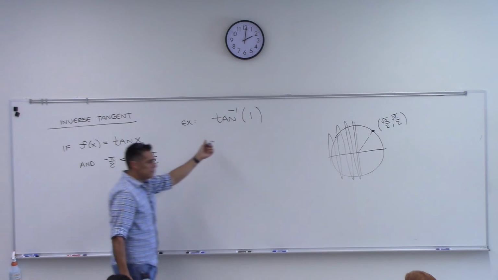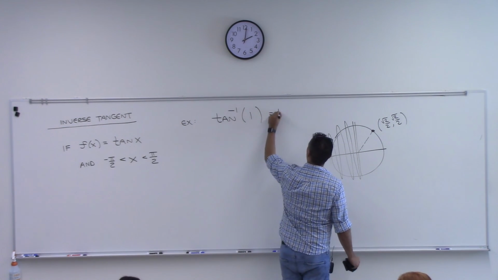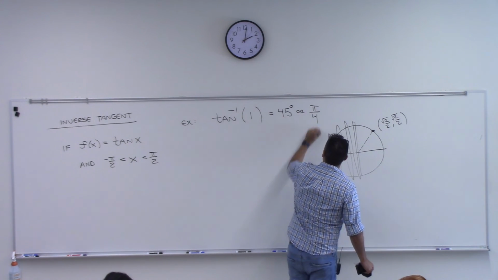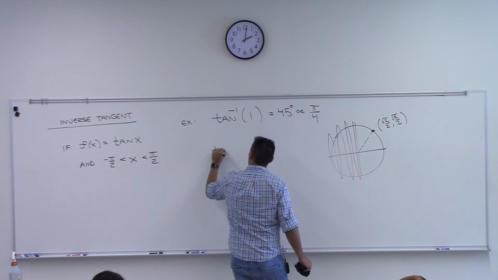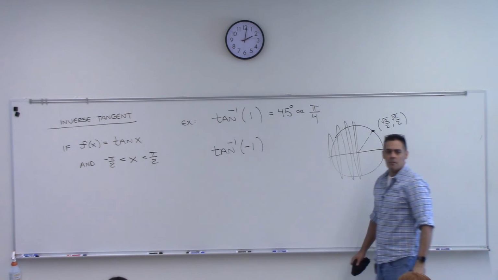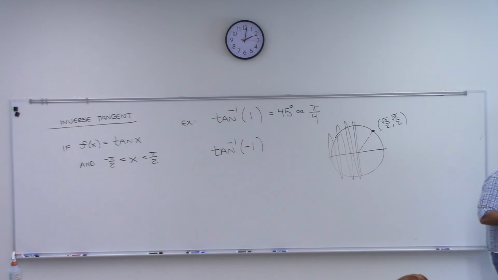So what's the answer here? 45 degrees, or pi over 4. Okay, so try this then. What's inverse tangent of negative 1? So where's the ratio of the y-coordinate divided by the x-coordinate equal to negative 1 instead of positive 1?